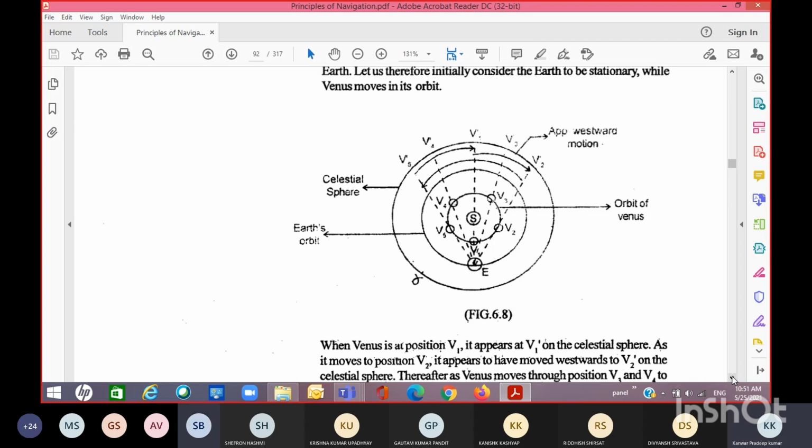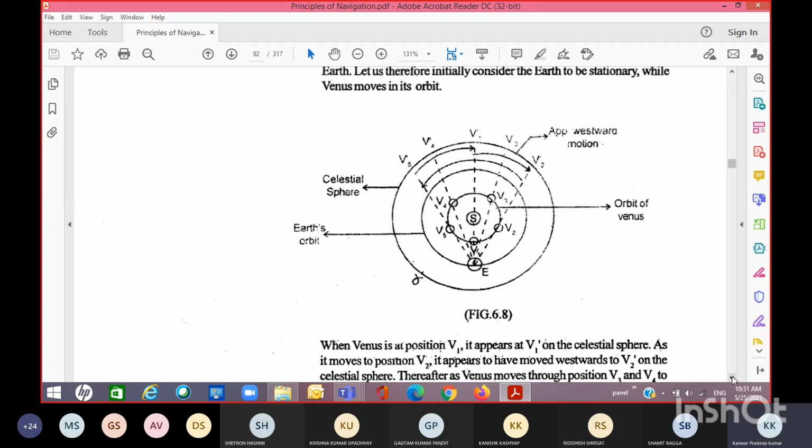If the Earth is stationary, this is the picture in front of you. If the Earth is stationary, this is what will happen if you see in front of you, correct? But if the Earth is also revolving, then the entire sector moves to the left. So for our understanding, let us assume that the Earth is stationary and only Venus is moving.